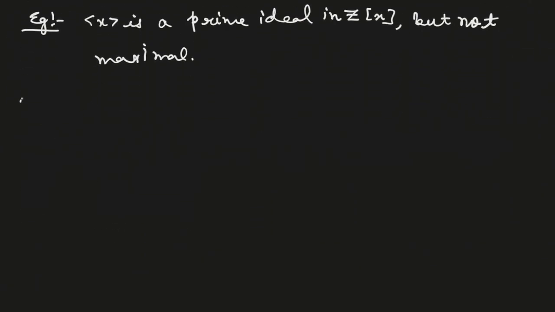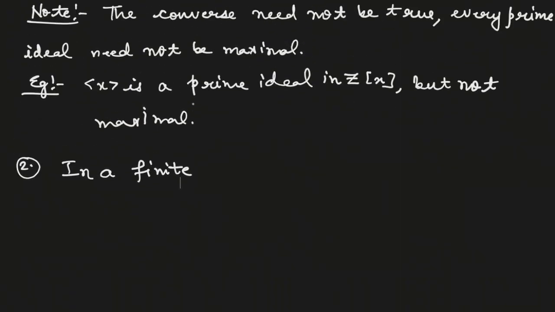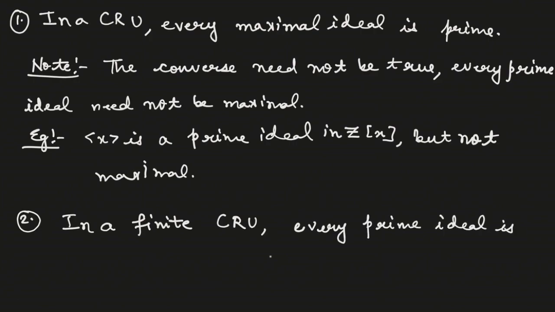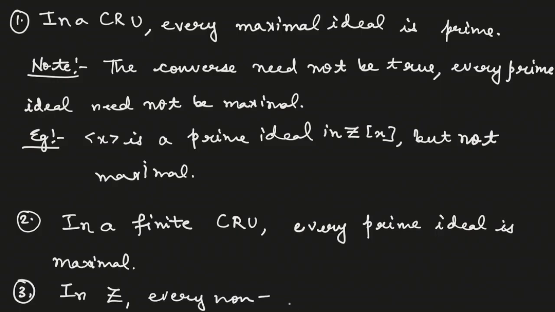Second, in a commutative ring with unity, every maximal ideal is prime. If I want the converse to be true, then the ring should be finite. In a finite commutative ring with unity, every prime ideal is maximal. Third, in the ring of integers, every non-zero prime ideal is maximal.